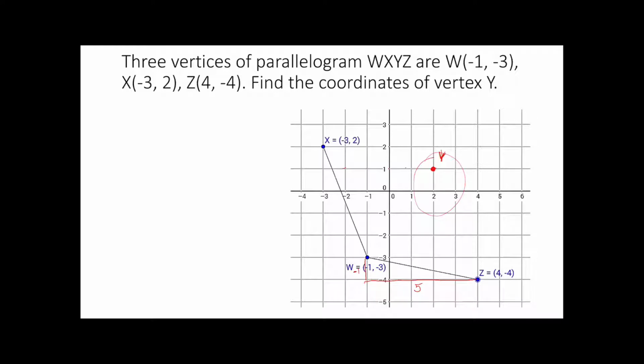Let's verify by finding our other slope. So from X to W, we went down 1, 2, 3, 4, 5, and over 2. So that means from Z, we would need to go up 5 and left 2, and that does put us at the point 2, 1. And now we know that we have our parallelogram.